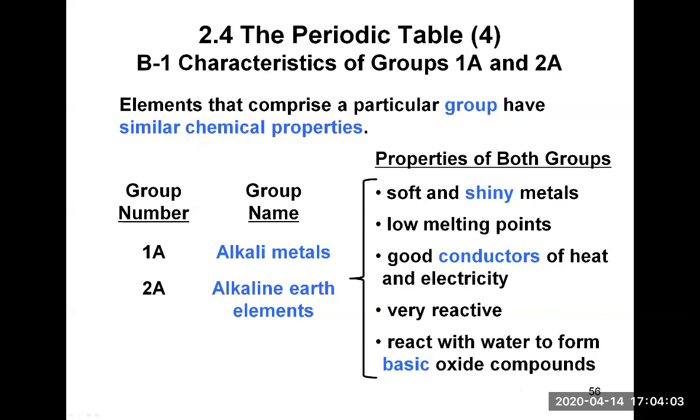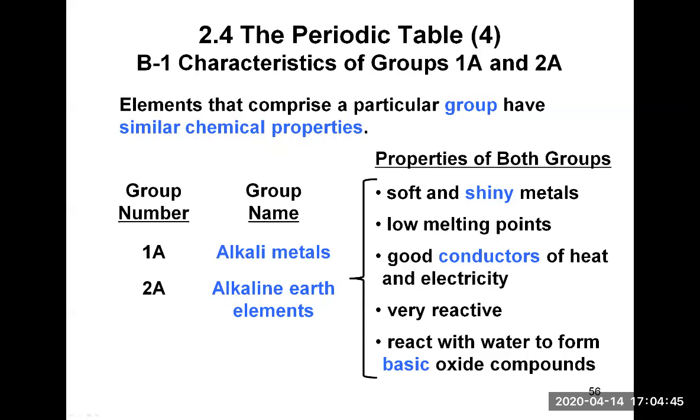For both of these 2 groups, 1A and 2A, their properties are that they are soft and shiny metals. They are metals, we knew that because they are on the left side of the periodic table. They're shiny because they are solid metals, but they're soft. They are not the hard metals as you usually think of. These are kind of soft. With a knife, you would be able to make a dent into the metal. They have a low melting point compared to other metals. They're still good conductors of heat and electricity because they are metals.